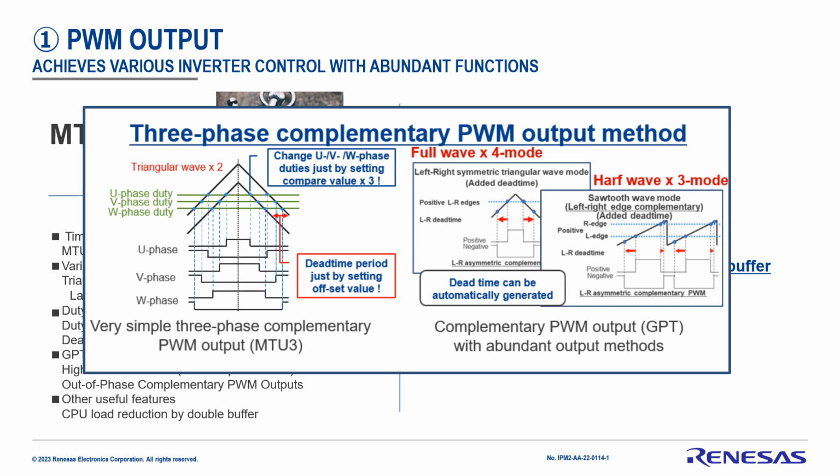In contrast, GPT has extremely rich PWM carrier options, with 4 modes of triangular wave and 3 modes of sawtooth wave. Each waveform of 3-phase complementary can be set up individually. Therefore, U phase, V phase, and W phase waveforms could be generated out phase of each other.